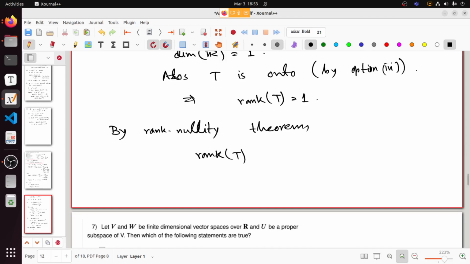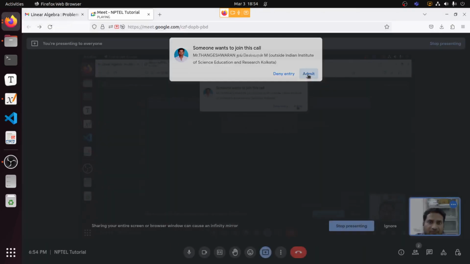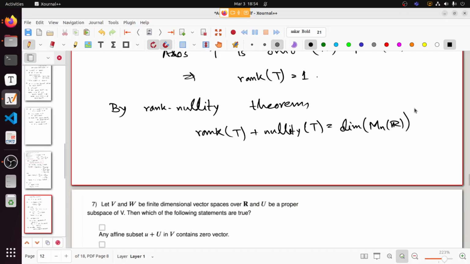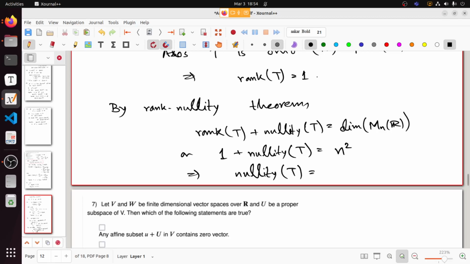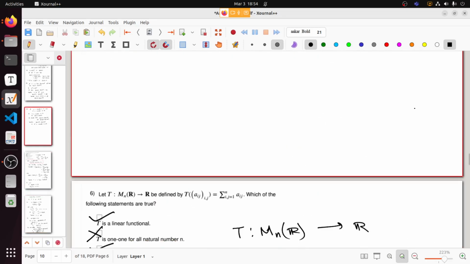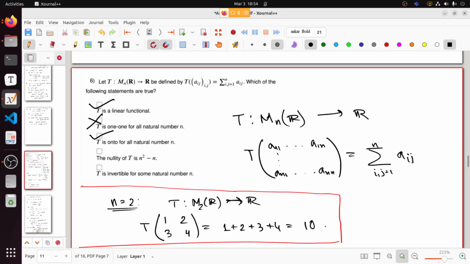rank of T plus nullity of T equals the dimension of MnR, right? And you know the rank of T is 1, so you have to find the nullity of T, and the dimension of MnR is n square. So from here we get the nullity of T is n square minus 1, right? Let's see the option. It says the nullity of T is n square minus n. So this is false. So option number 4 is not correct.